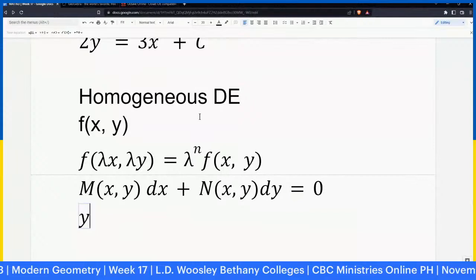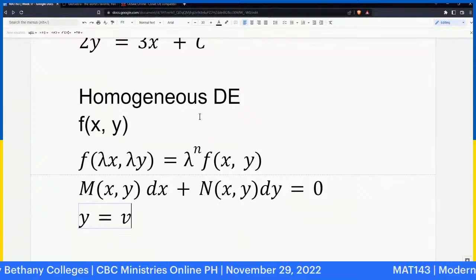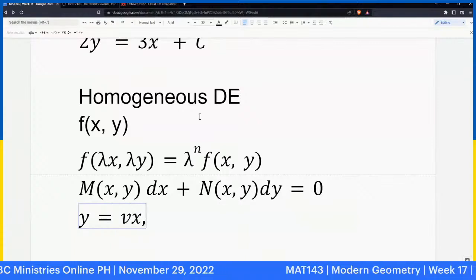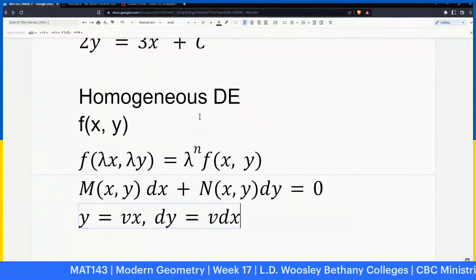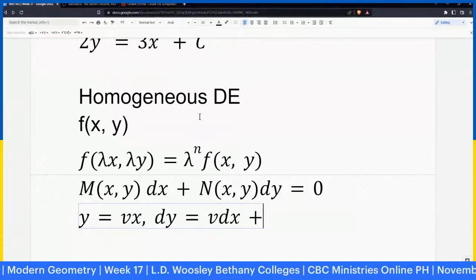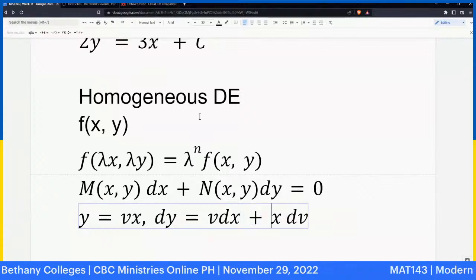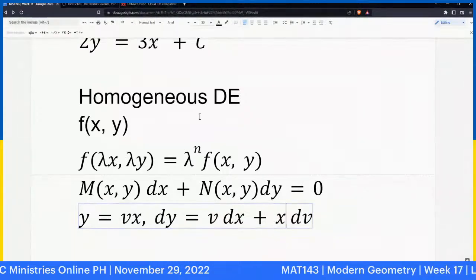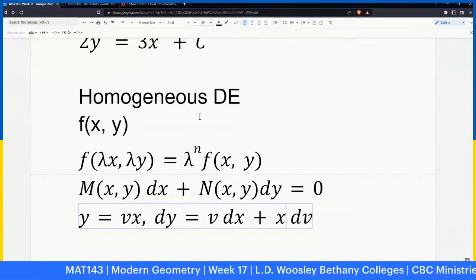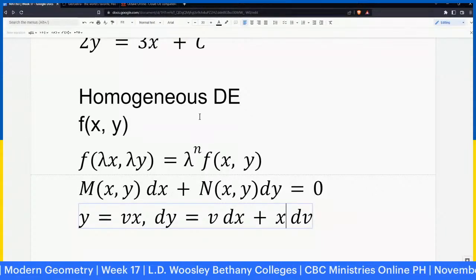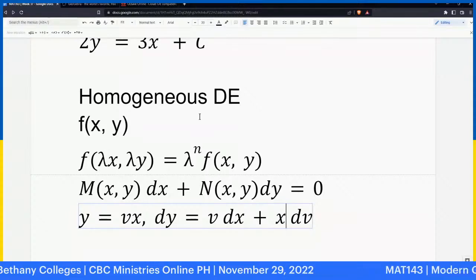Could verify that y is equal to bx and that dy is equal to b dx plus x db. No? Sounds familiar, no? Yan, substituting will transform a homogeneous equation into separable equation in variables x and b. So magiging, in a way, magiging variable separable siya. Okay, let's have an example here.